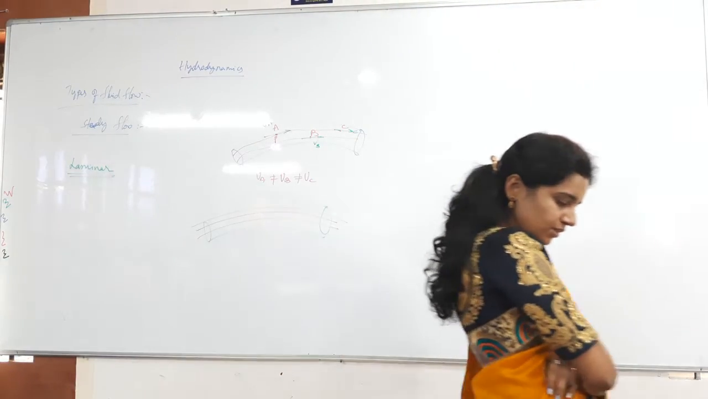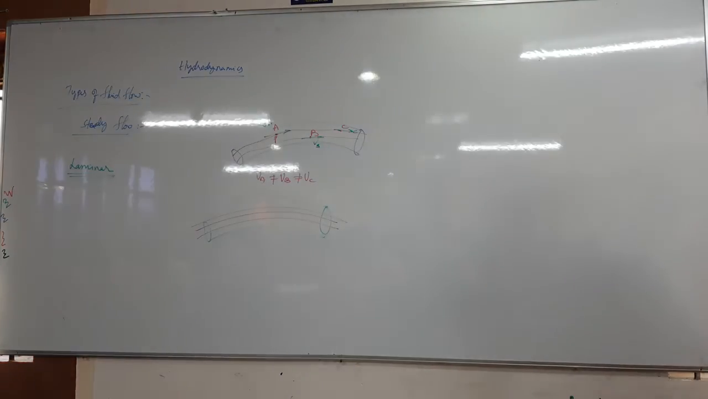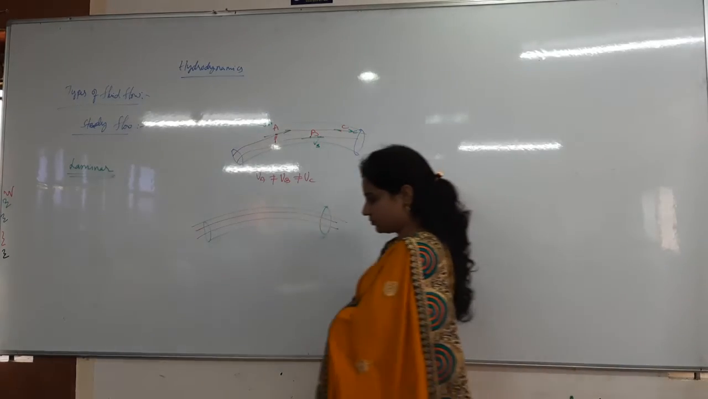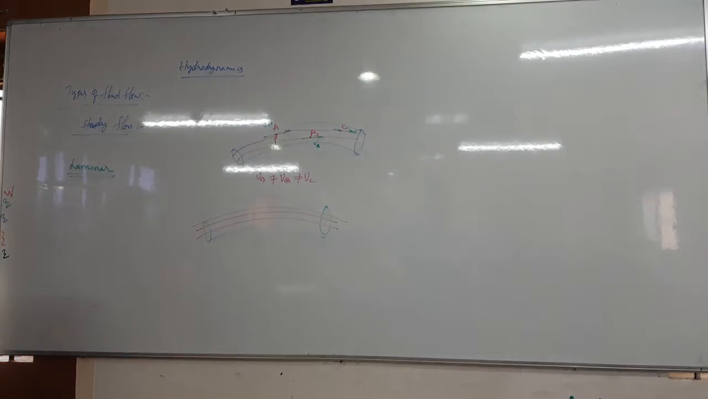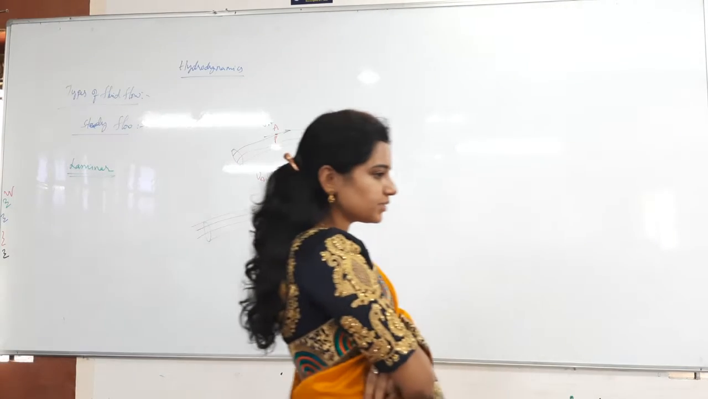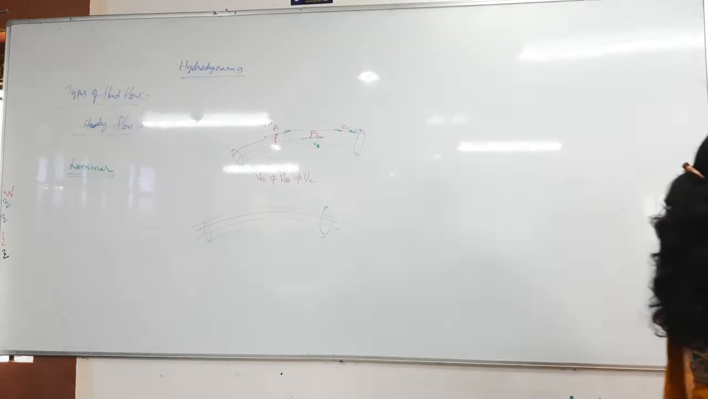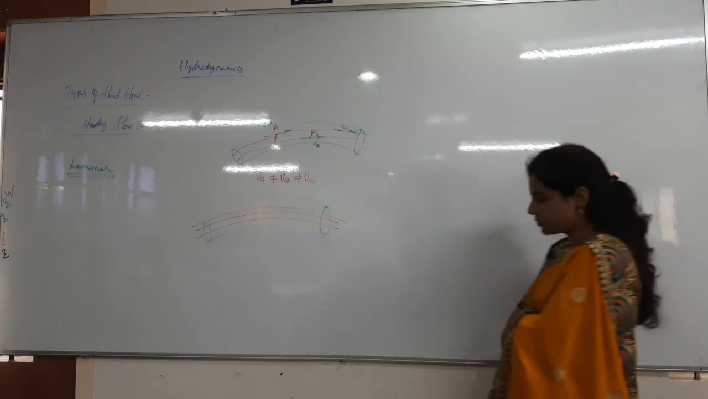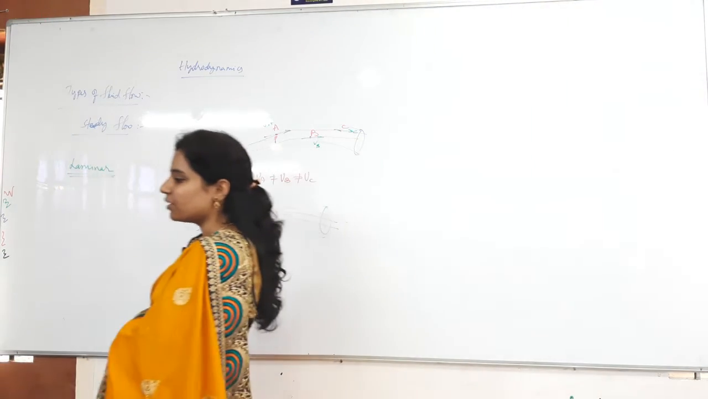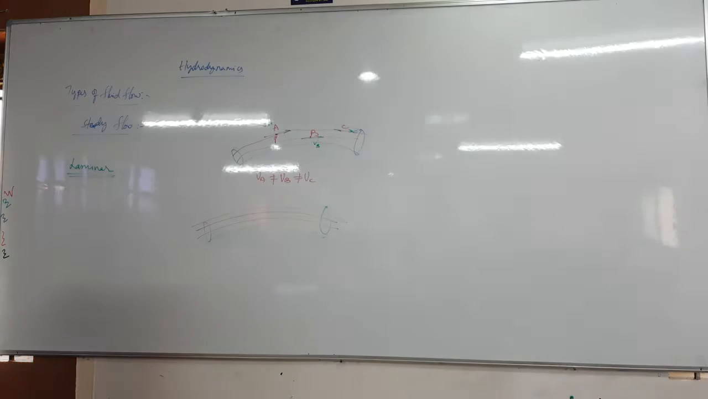Next one is compressible, incompressible. For the compressible, density varies. For the incompressible, density does not vary.